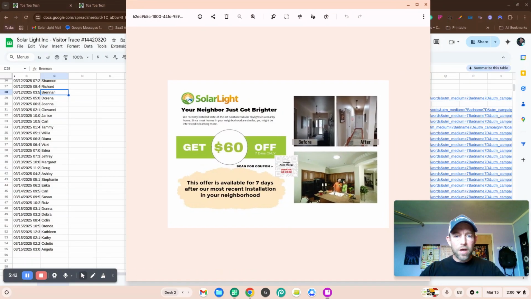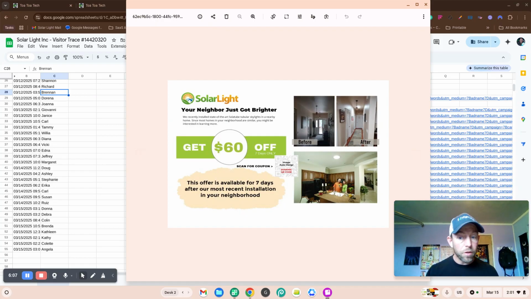We're using our snail mail AI and we're sending out this postcard. Your neighbor just got brighter. This is a postcard we send out to the 5 neighbors around every install we do to begin with. But now we've revamped it and we have a trackable code right there. That code is dynamically generated and it will be associated with the customer exactly. So if someone scans that code for their coupon, bam, we got them.